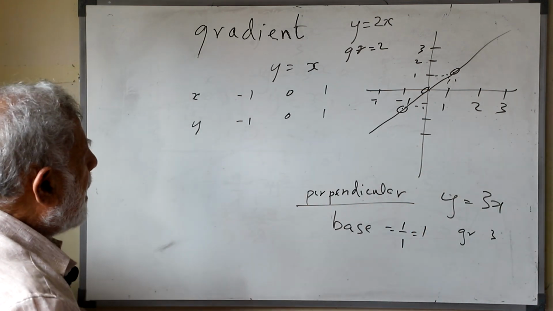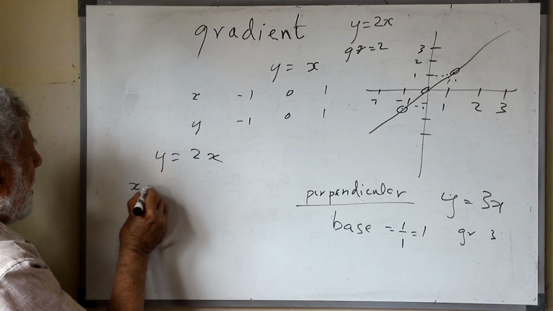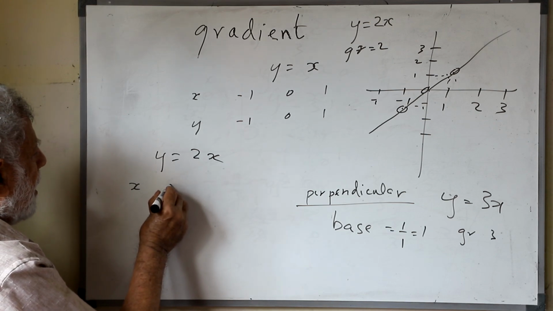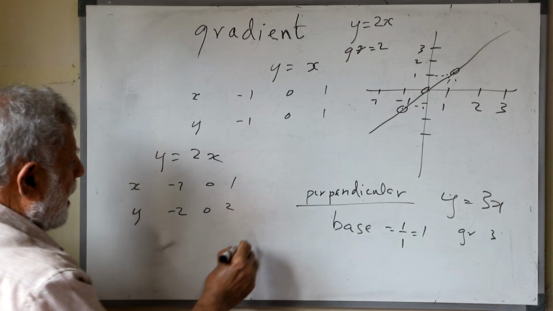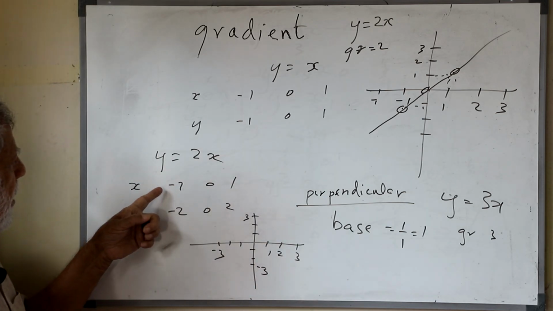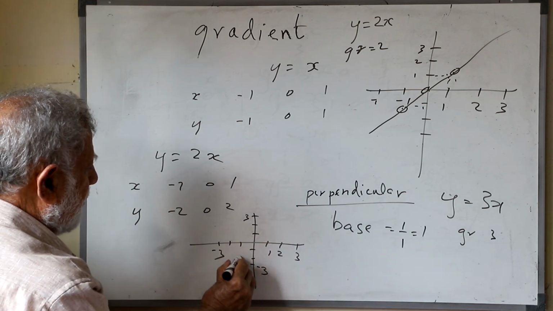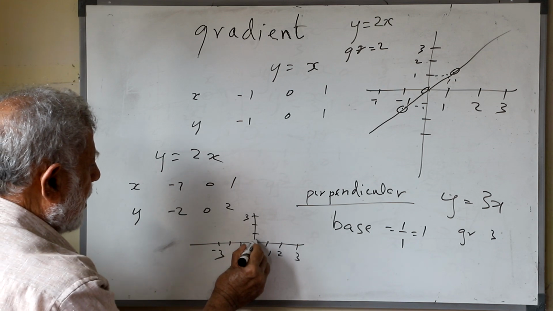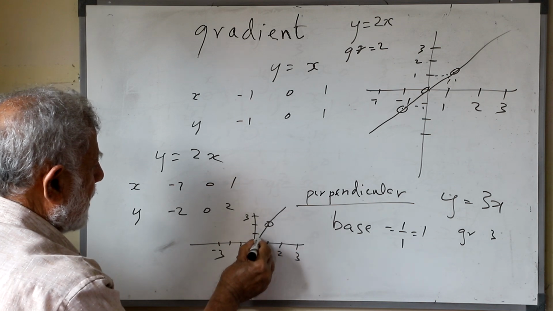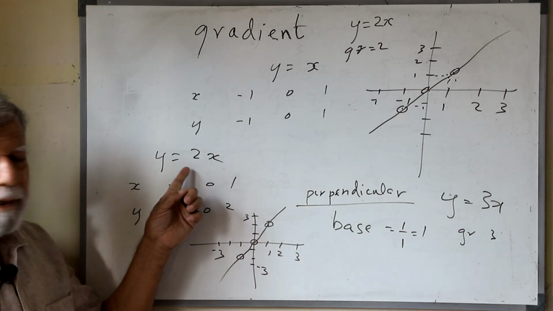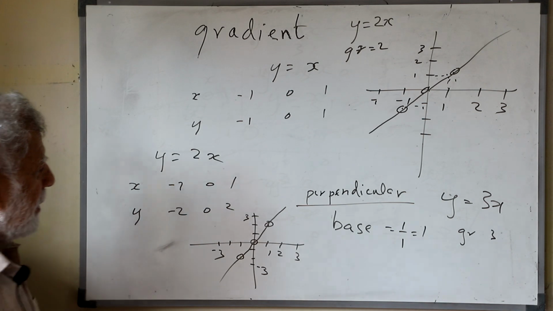The same way, if we take a graph y is equal to 2x, we are drawing a graph for that. x is -1, 0, 1, y is equal to -2, 0, 2. When x is -1, y is -2. Then 0, 0. When it's 1, 2. So the graph comes like this. So immediately we know that when the equation is given, the gradient is 2. If you are finding the gradient from the graph, how do you get it?